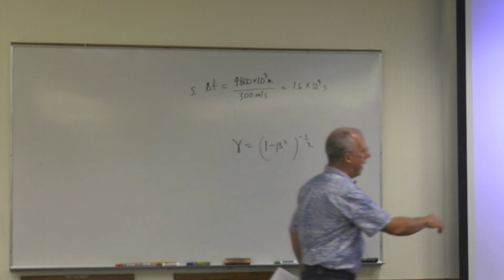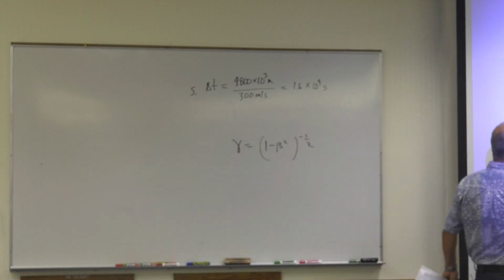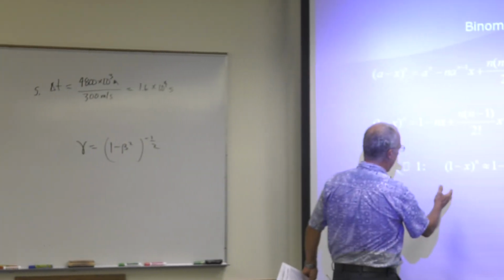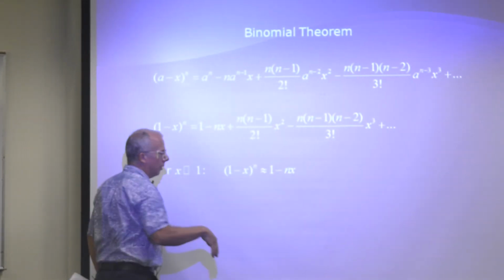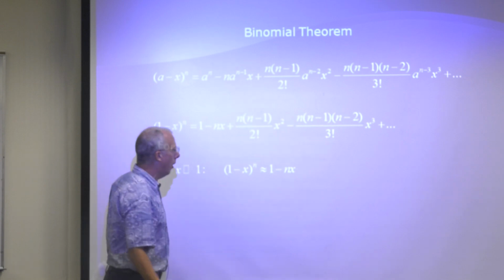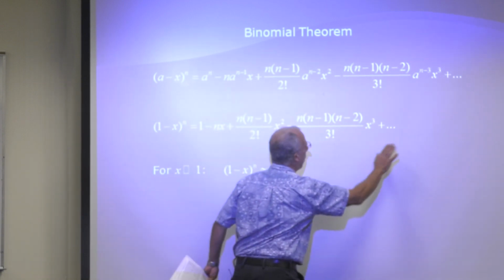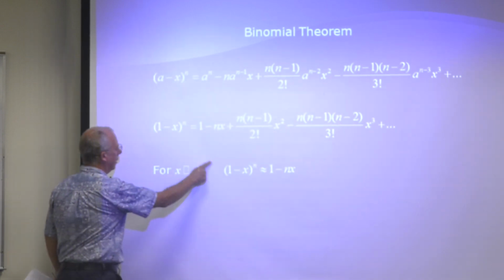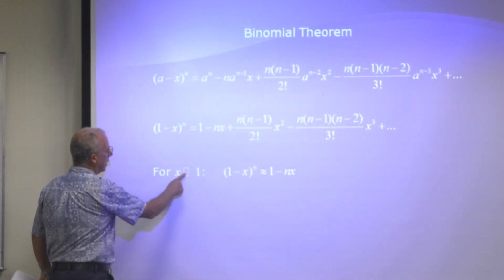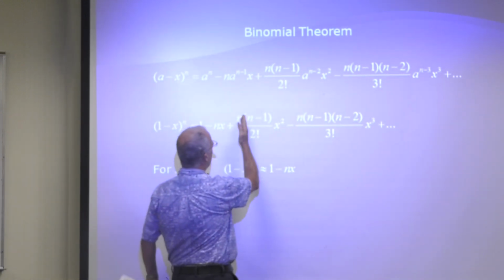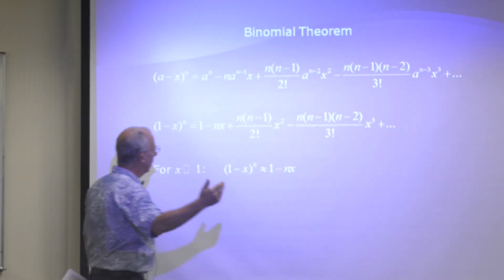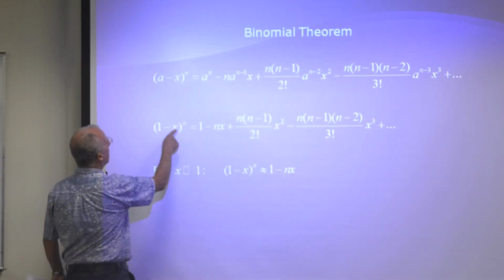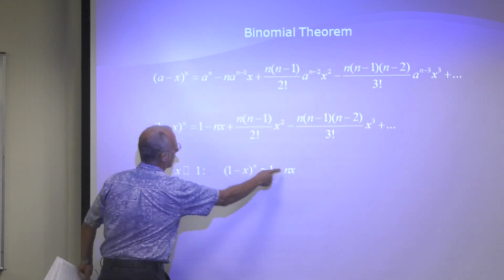All right, so if x is much, much less than 1, basically what it means is, what's a super, super small number squared? Incredibly small, or cubed, or to the 4th. So for this condition, x much, much less than 1, these terms are so small you can just ignore them. So now we just have this: (1 minus x) to the n equals 1 minus nx.